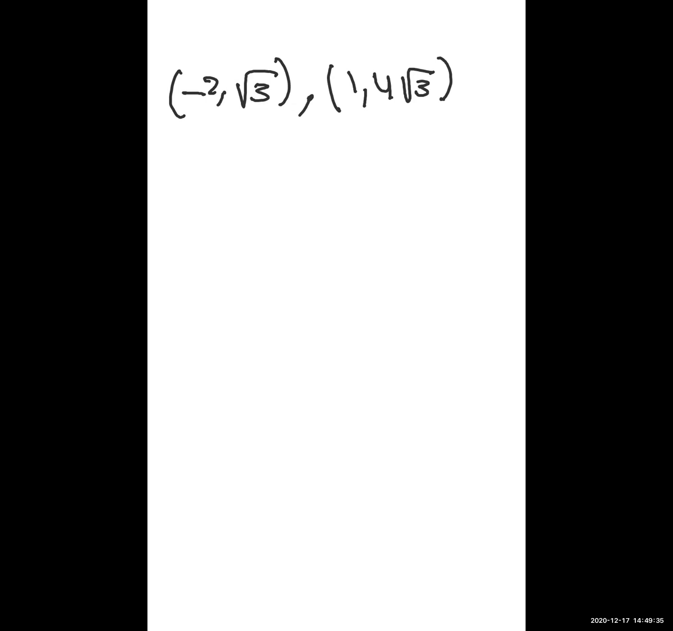Now there are two points given, which the straight line passes through. So now I can get the slope using these two points. Like I said in the beginning of the session, the slope equals the change in the y coordinates over the change in the x coordinates. So the slope equals y2 minus y1, 4 square root of 3 minus square root of 3, which equals 3 square root of 3, over the change of x, which is 1 minus negative 2. 1 minus negative 2 means 1 plus 2, which is equal to 3.